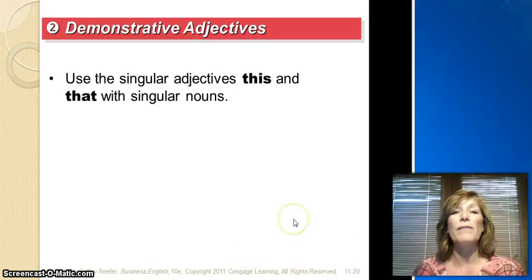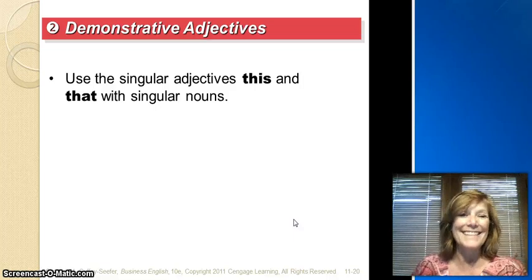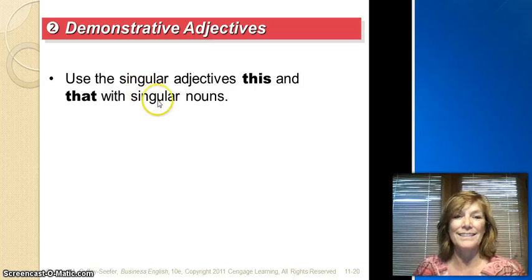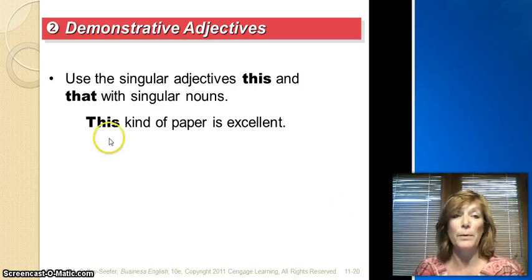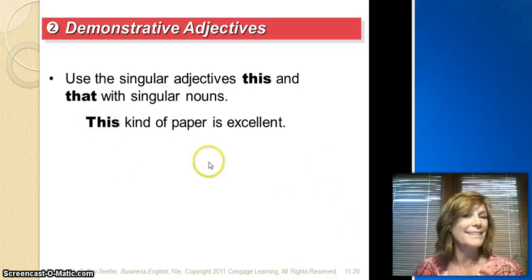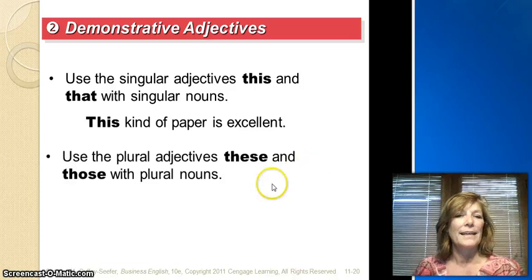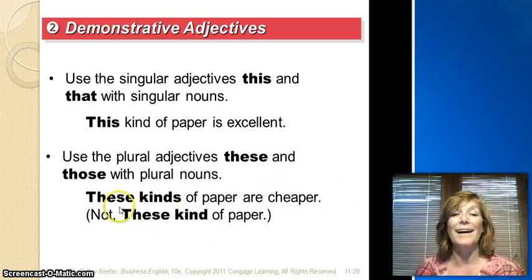Okay, demonstrative adjectives, there are this and that with singular nouns. They're singular adjectives, we use them with singular nouns. This kind of paper. What kind? This kind. We will use the plural adjectives these and those with plural nouns. These kinds, so here's a plural.